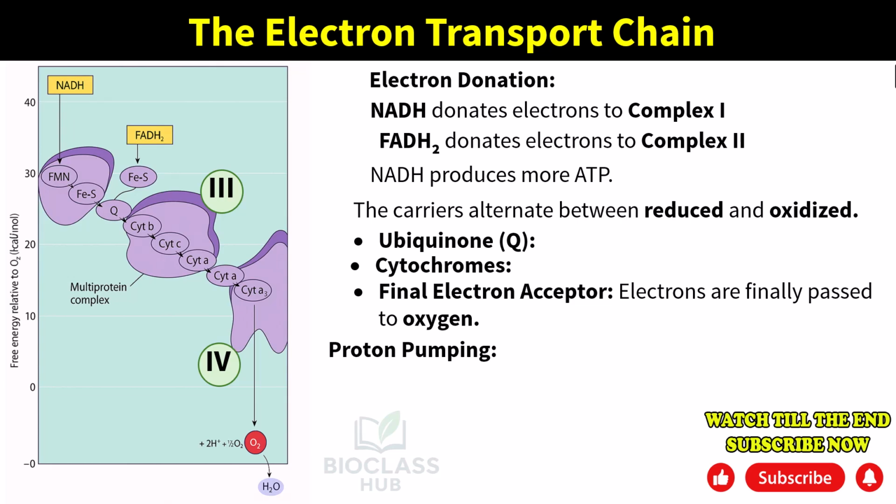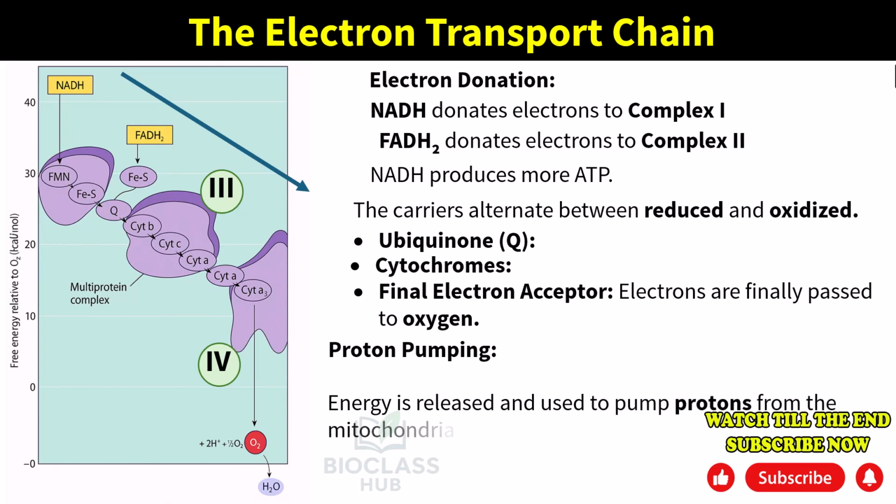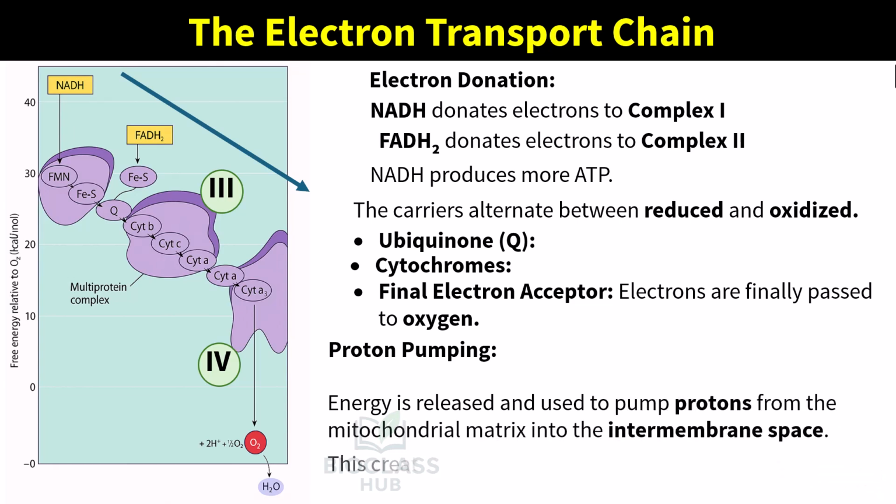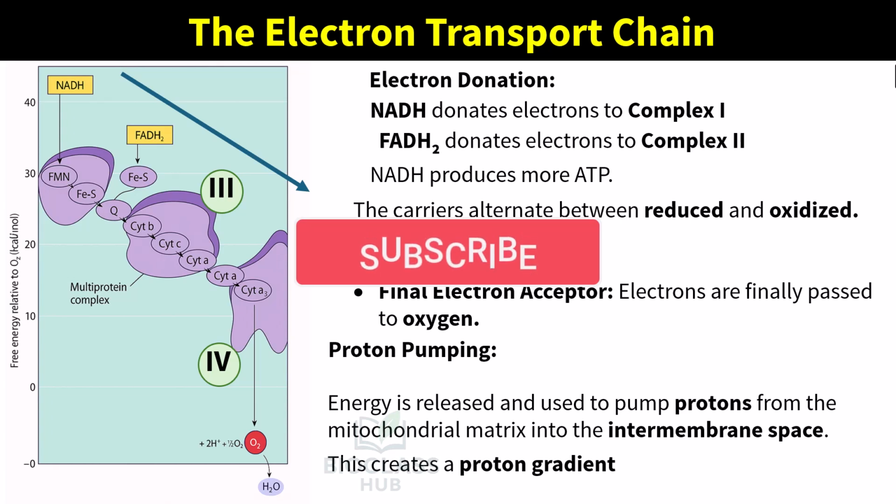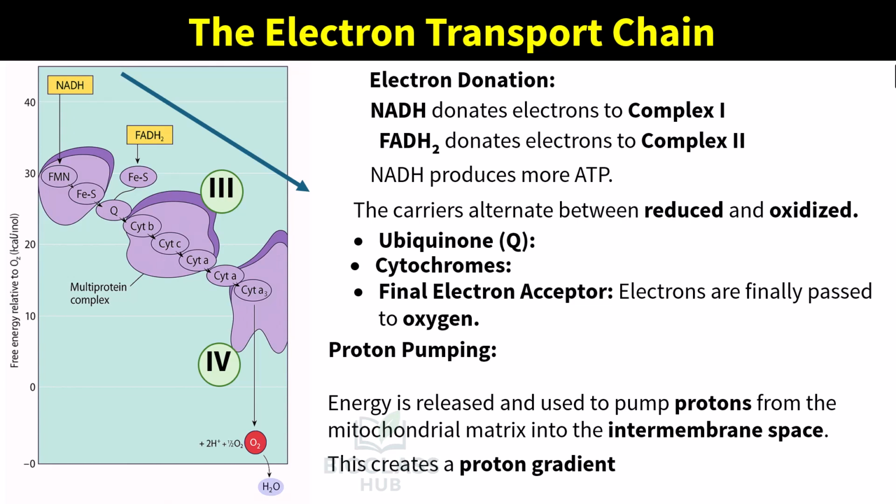Proton pumping. As electrons move through the electron transport system, energy is released and used to pump protons from the mitochondrial matrix into the intermembrane space. This creates a proton gradient: high proton concentration in the intermembrane space, and low proton concentration in the matrix.